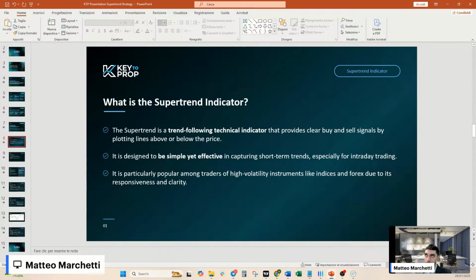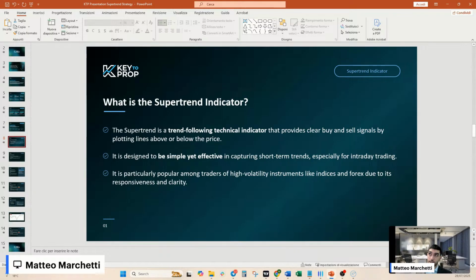But I will be very, very brief in this explanation. So the super trend indicator, first of all, the first feature it has is that it is a trend following indicator. It provides a clear buy and sell signal, like plotting a line above or below the price. So it's very, very simple to use.